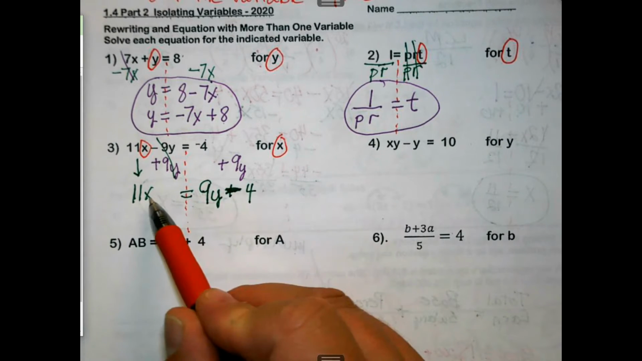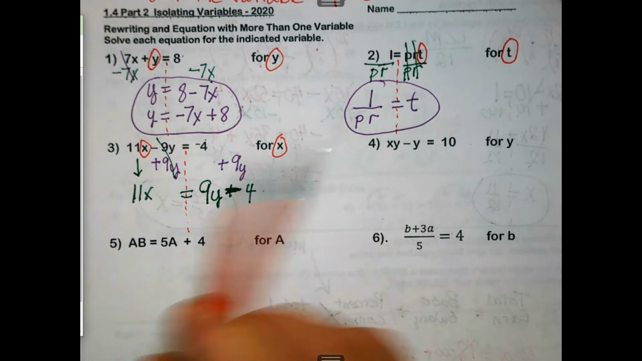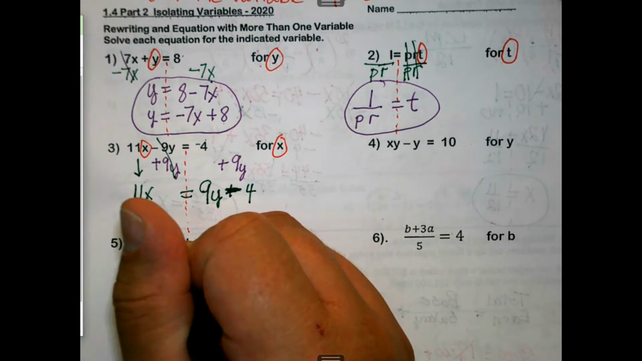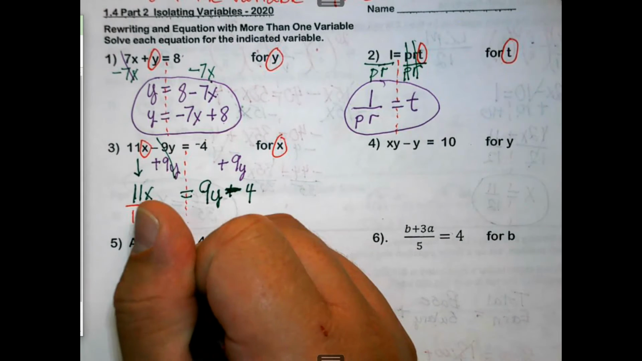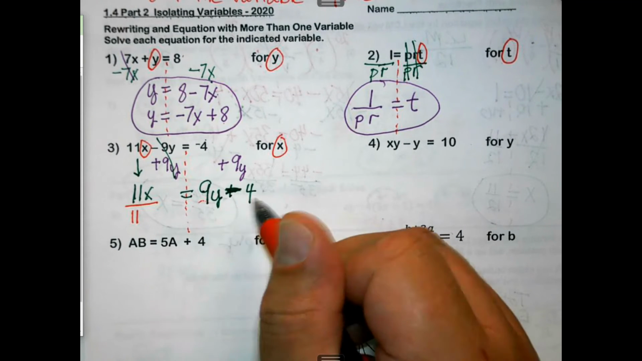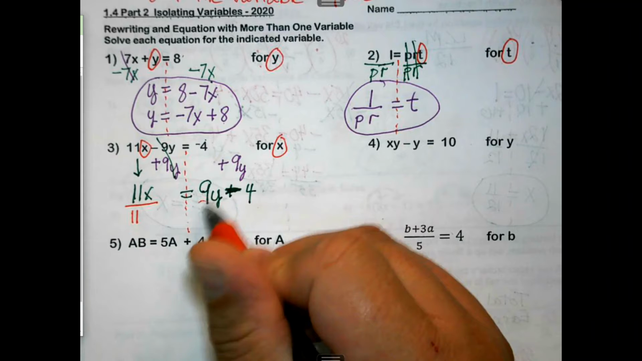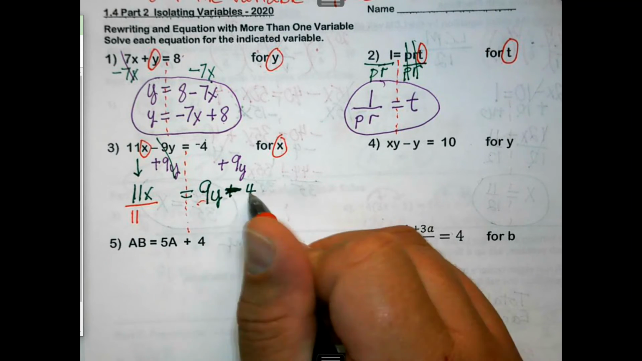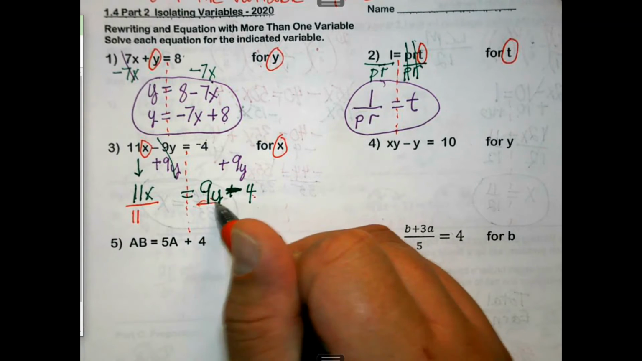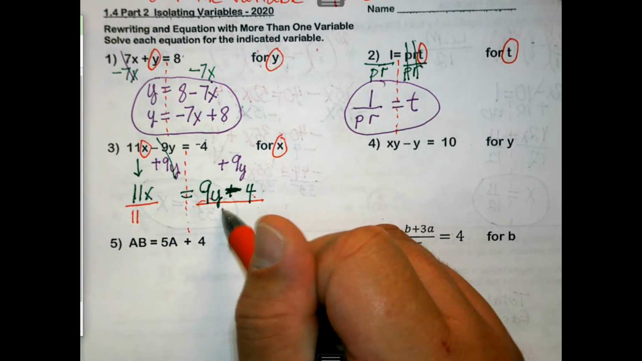Still have to get that x by itself though, right? So I got to get rid of that 11 times x. So I have to undo the multiplication, divide by the coefficient 11. Now I could put it under each one of these terms because they're terms. I can't just do one of these. I have to do both. But I'm going to do a shortcut here and put it under both.